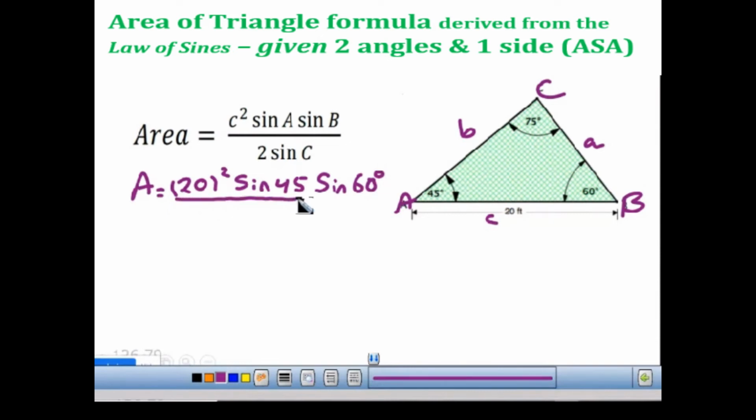Whoever's going to get there faster. Sine 75. Sine 45 in the chat, please. Sine 45, we know that from special right triangles. Sine 45, somebody else give me sine 60. Come on, champions. You could do it.